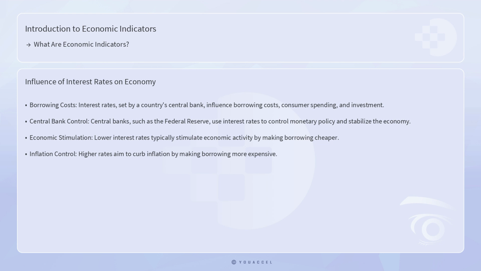For example, in response to the 2008 financial crisis, the Federal Reserve reduced the federal funds rate to near zero to boost economic growth.